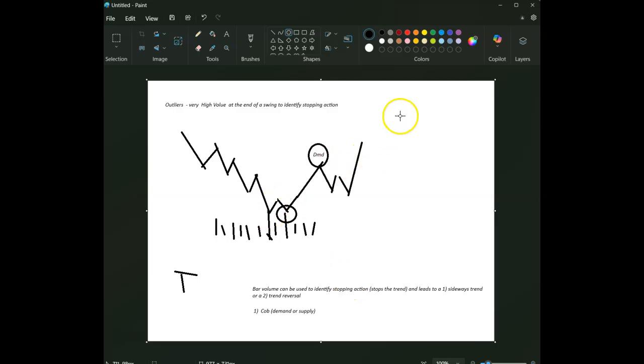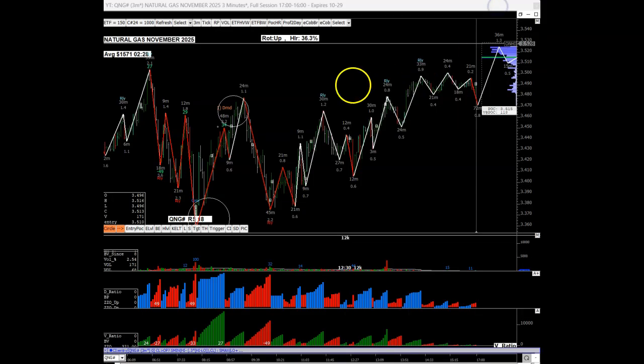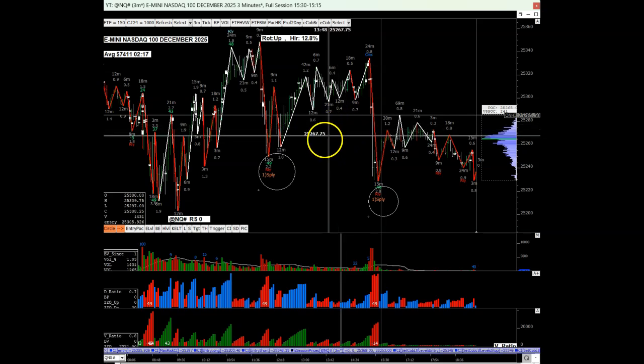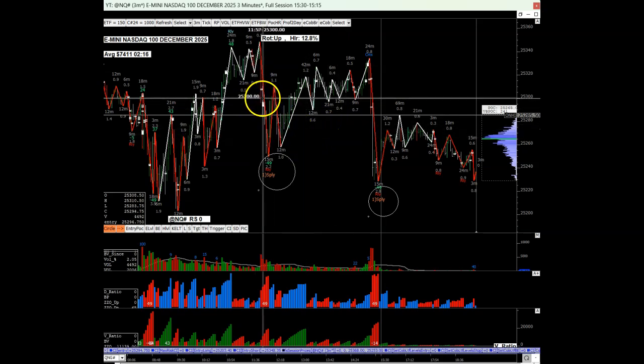And if it's in an uptrend, right? What do you look for? You look for supply. I'll give an example of that. Take a look at the NQ. And this is all from today. Right? The NQ, you had supply.